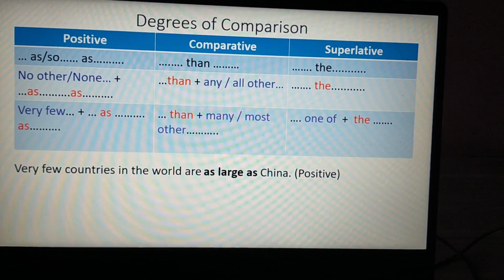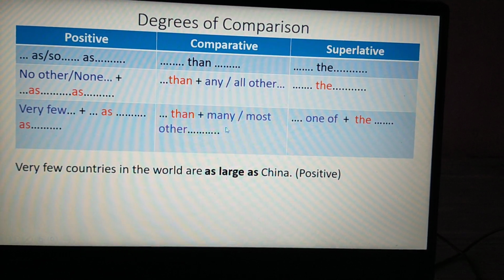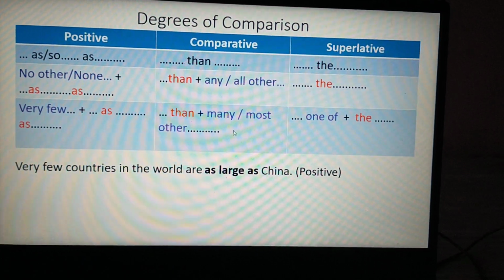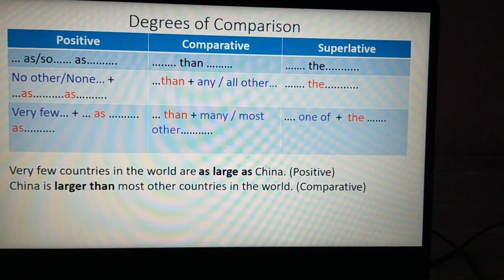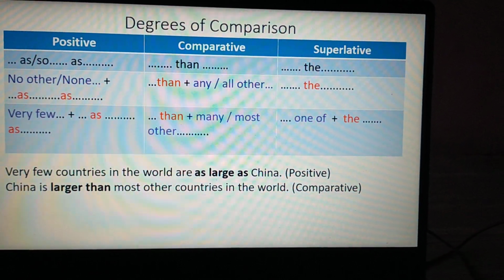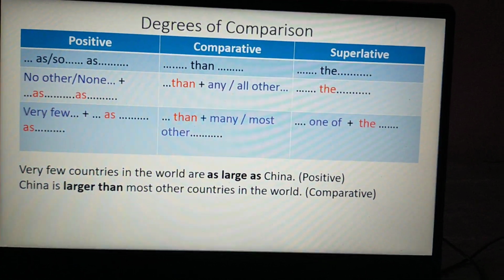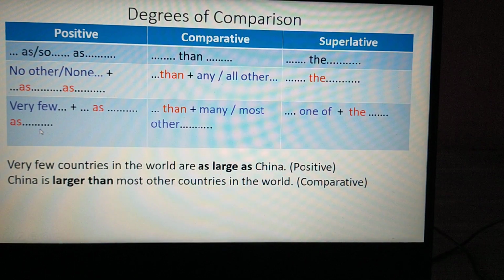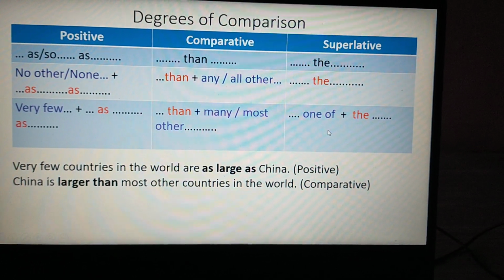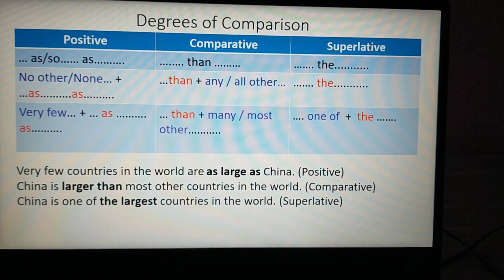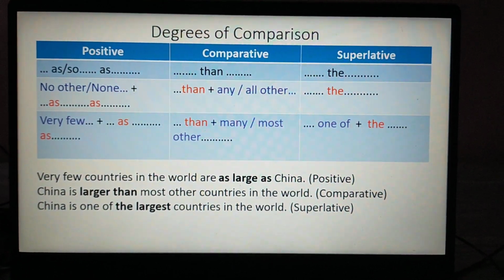So definitely in the comparative we have to use then, plus many or most. Yes, China is larger than most other countries in the world. And of course in the superlative we have to follow the table, because if it's very few, definitely in the superlative it will be one of the largest countries in the world.